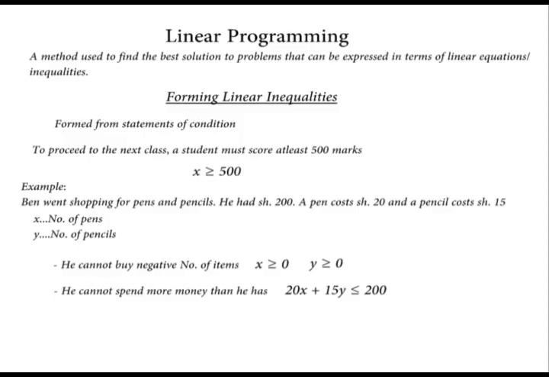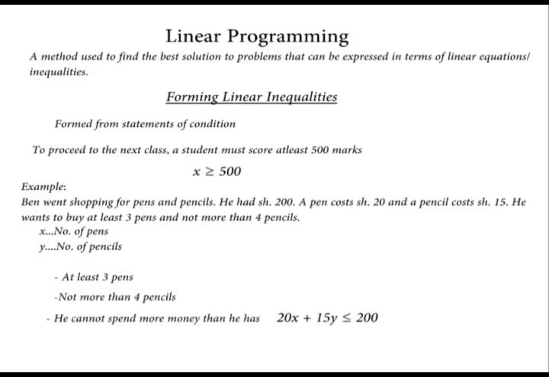There could be certain conditions that would rule out the non-negativity constraints. For example, suppose Ben wants to buy at least 3 pens and not more than 4 pencils. Then we'd have x is greater or equal to 3 and y is less or equal to 4. This will effectively take away the non-negativity constraints.